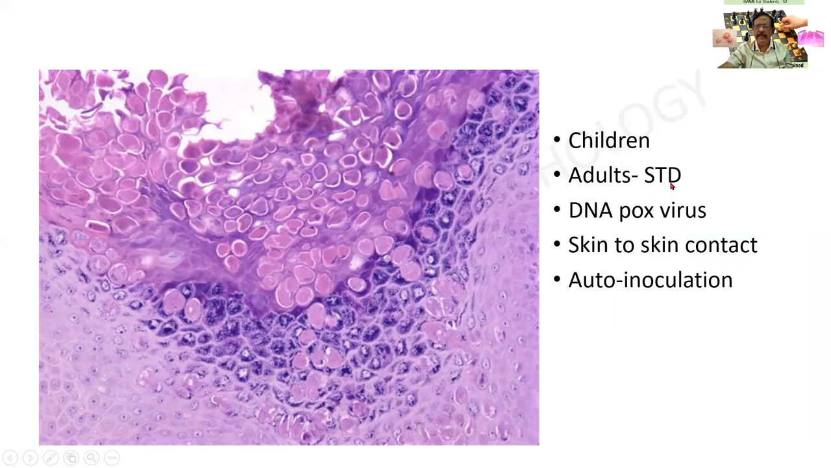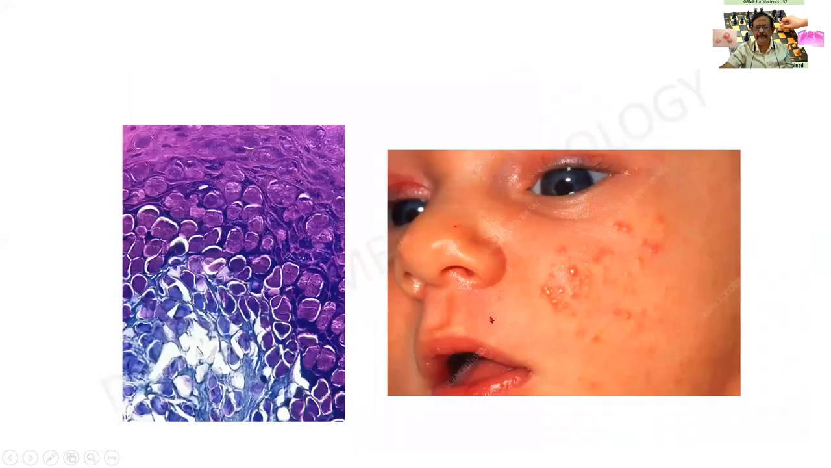Common in children, in adults it can appear as a sexually transmitted disease. It is due to a DNA pox virus, spread by skin to skin contact, and sometimes auto-inoculation, very common in children. You touch it and then any part of the body it can be transmitted. This is called auto-inoculation. The picture of the same, no further explanation.